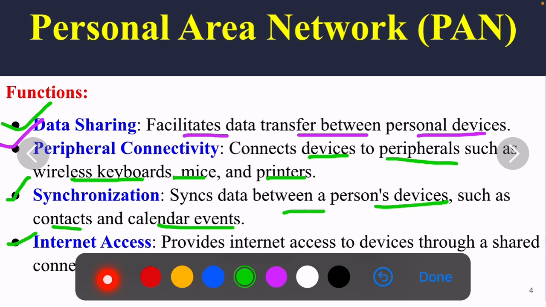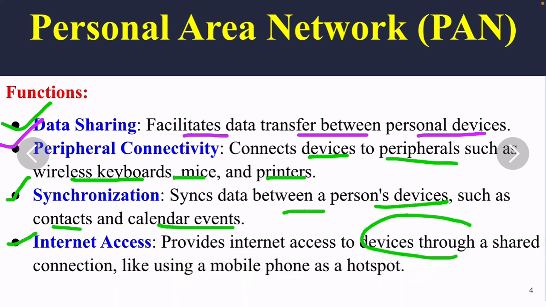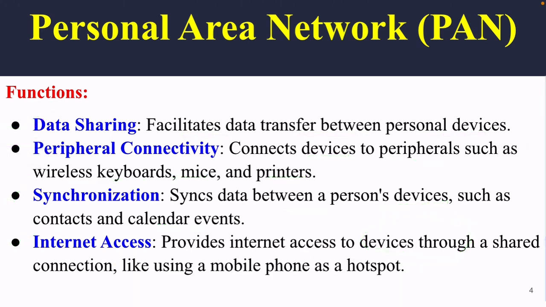The next one is internet access. It provides internet access to devices through a shared connection, like using a mobile phone as a hotspot. Once you start your hotspot, it can be accessed by multiple devices. So this is also an example of personal area network, which gives internet access to other devices also.